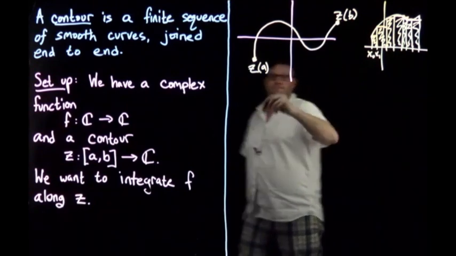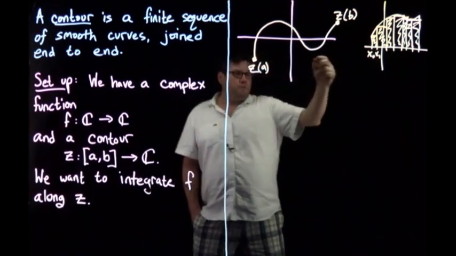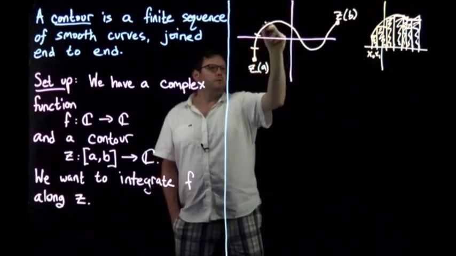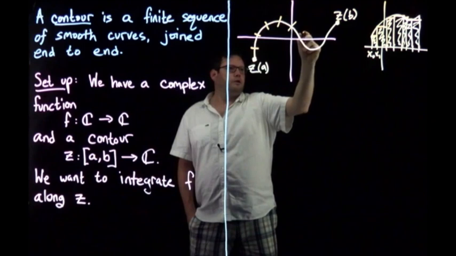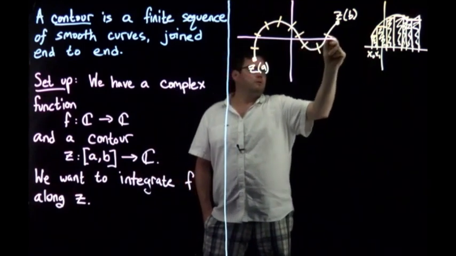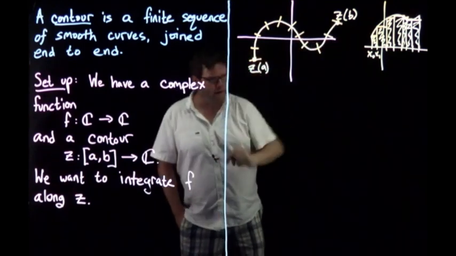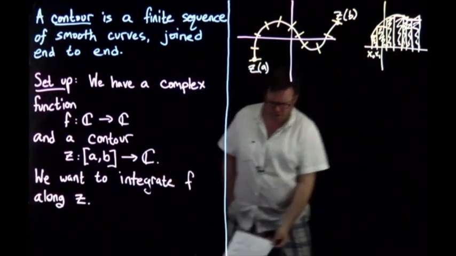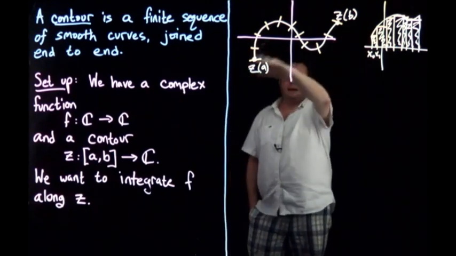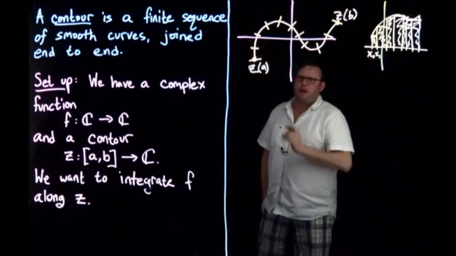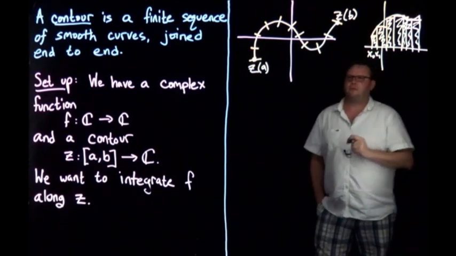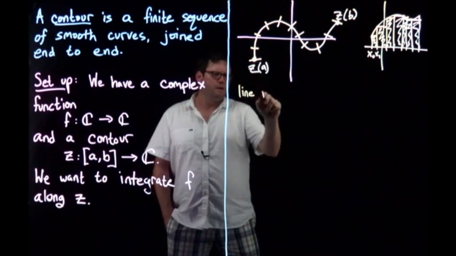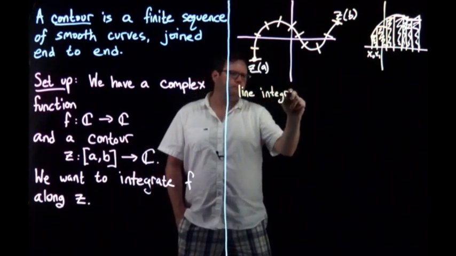Now over here, we want to integrate just along this curve. So we're going to chop this curve up in a number of places. And now the question is, what does it mean to integrate along here? You've seen a very similar concept in multivariable calculus, so I just want to talk about that for a minute. You've seen line integrals.